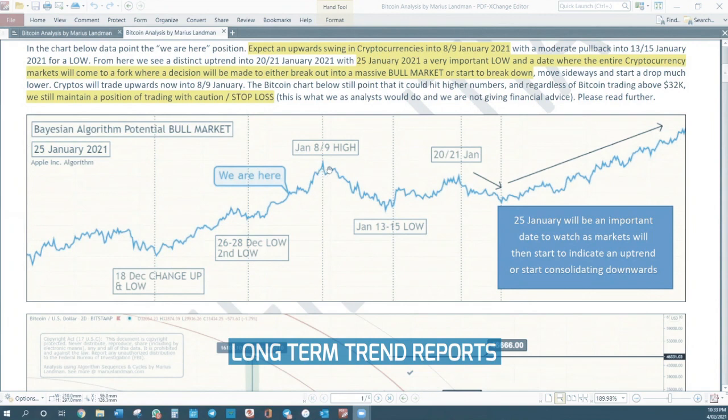On January 8 to 9, we headed into a high point. January 13, 15, a low. January 20, 21, a high. And then on 25 January, the low. This is where we said the mini bull market starts.